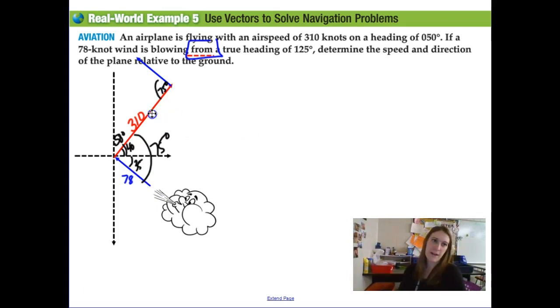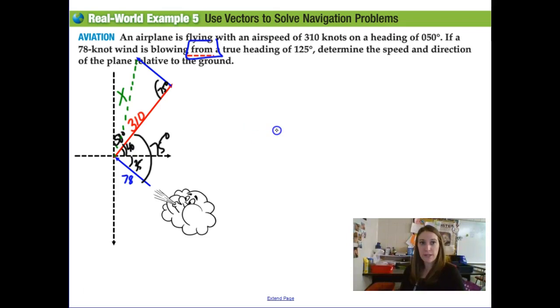So here's what's going on. I have a new, what we call resultant vector, that connects where the plane was to where the plane is now going to be. And that's what's really going on. So I need to figure out the new speed of the airplane and also the bearing that I can associate with his new position, because he was moved by the wind.